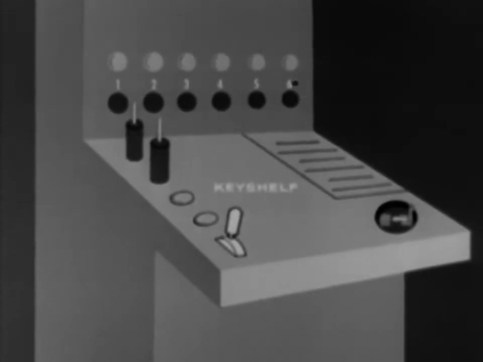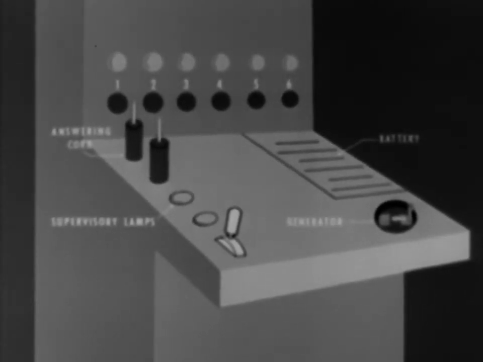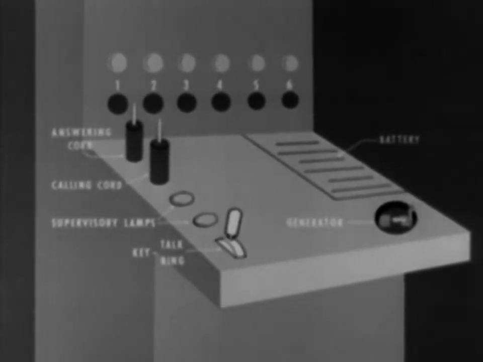The operator's key shelf is provided with a battery source and contains a generator, an answering cord, a supervisory lamp, a calling cord, and a supervisory lamp which signals when the receiver is replaced on the hook. The operator is provided with a key which, in one position, allows him to talk on the line, and in the other position allows him to mechanically ring any station on his board.